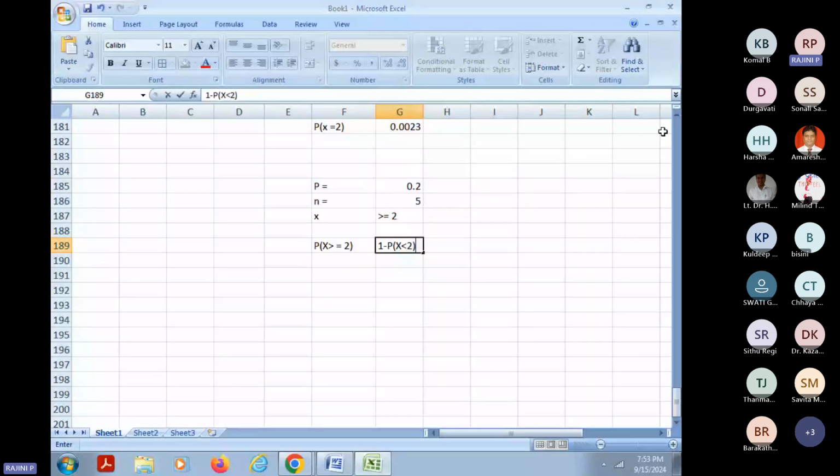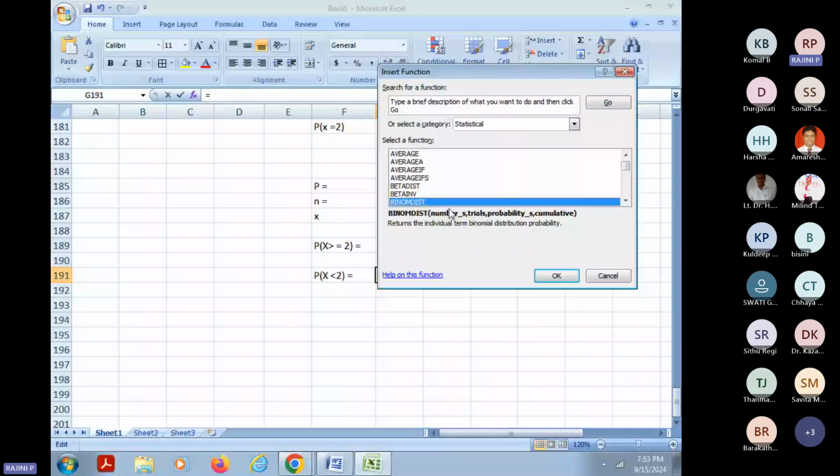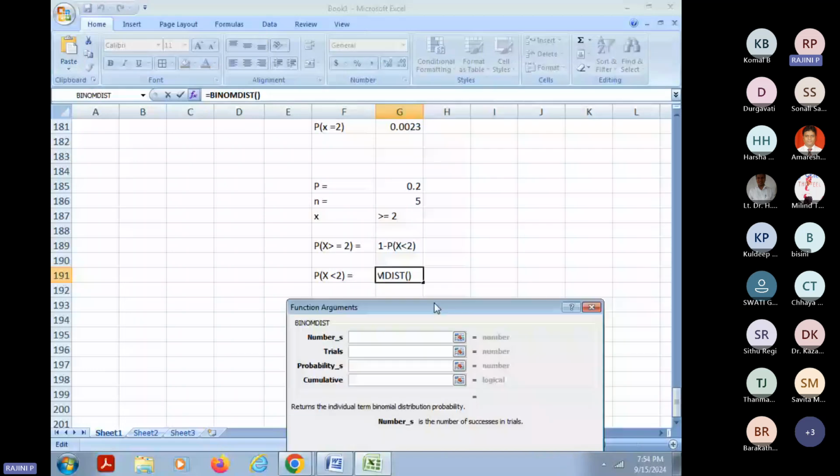We cannot calculate this directly because it takes a lot of time and procedure. So we are going for the other option, 1 minus the probability of x less than 2. How can we do this? Just see, first I'm calculating the probability of x less than 2. How can I do that? Go to the function, binom dist. Number of successes, what is the value you need? 2. Trials are how many? 5.